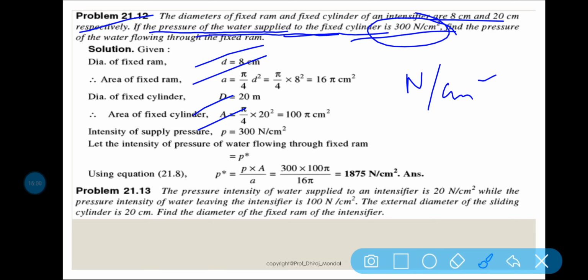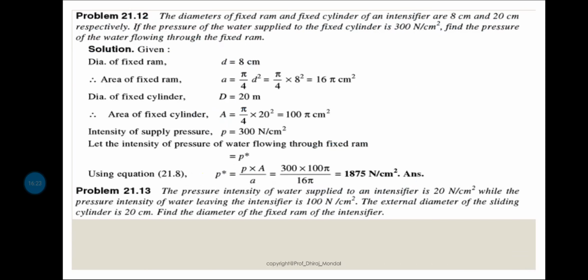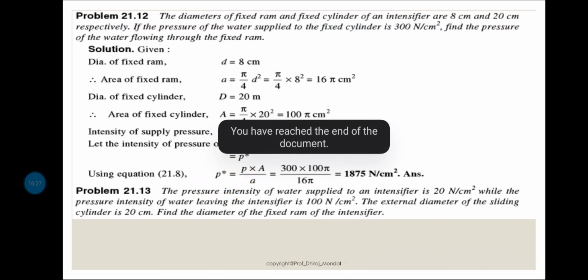Pressure of the water supplied to the fixed cylinder, it says. Fixed cylinder means only small p. Find the pressure of the water flowing through the fixed ram. So at the fixed ram we said P star, so P star is equal to, we know that, P into A by a. So put all the values, we will get 1875 Newton per centimeter square. That is the answer. Okay, that means for the high pressure zone, this is the pressure you need to find out. This is the end of the video.